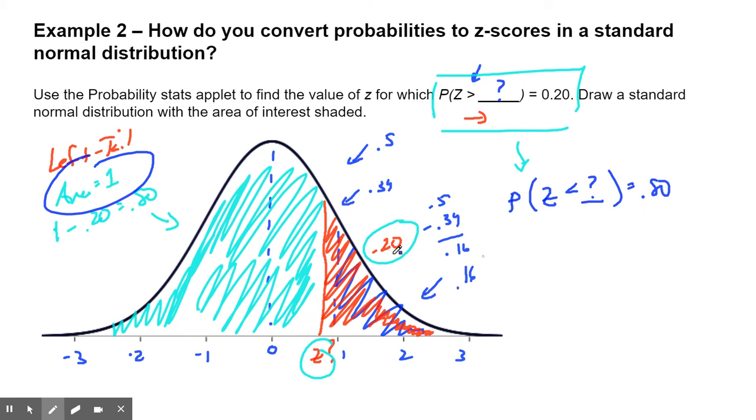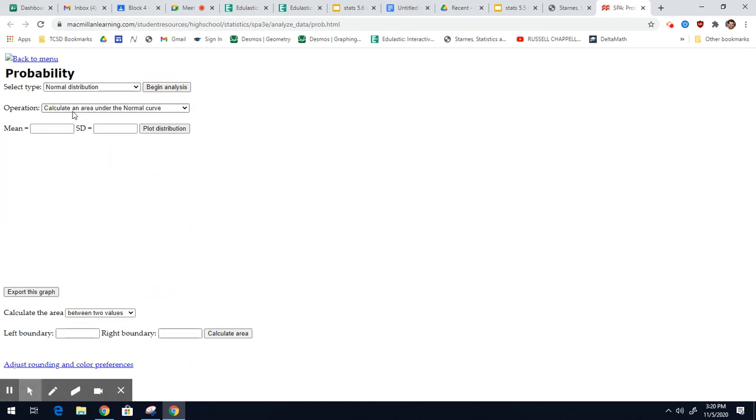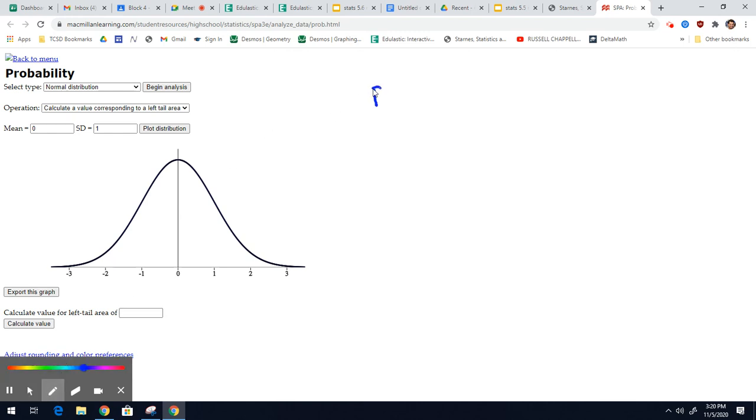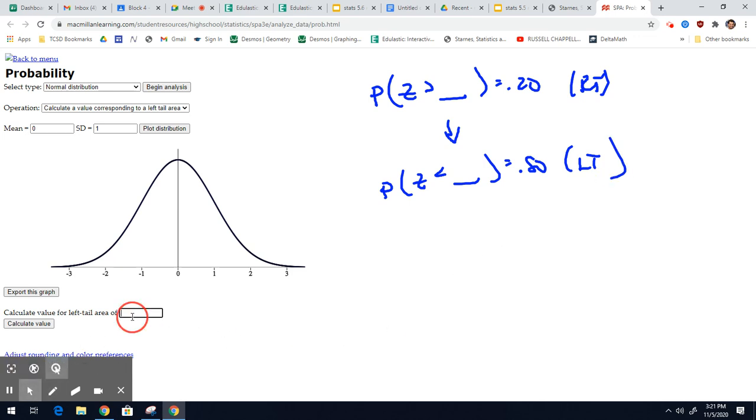And now we can take this idea and go to our probability stats applet. Probability, normal distribution, calculate a value for a corresponding left tail area. Mean is 0, standard deviation is 1. There it is. And again, I am looking for the probability that z is greater than some value, and that equals 0.20. But we can't do that because that's the right tail. So now I'm looking for the probability that z is less than some value and is equal to 0.80. That is the left tail. That's what I can type in right here, 0.80.